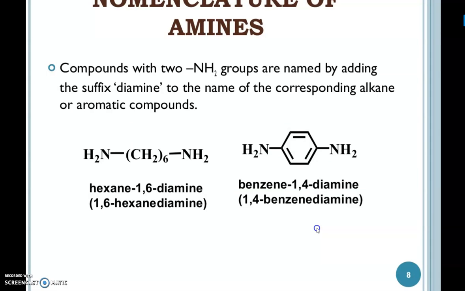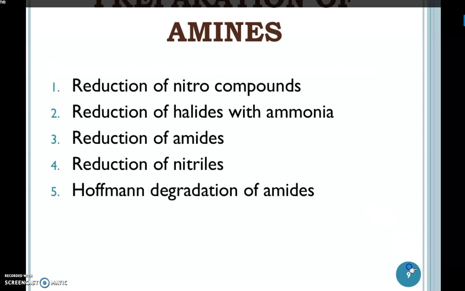If there are 2 NH2 groups, what do we have to do? We name the compound and put diamine. For example, hexane-1,6-diamine. It is benzene, and on the benzene ring we count the position of the amino groups, then benzene-1,4-diamine. This is the general method.